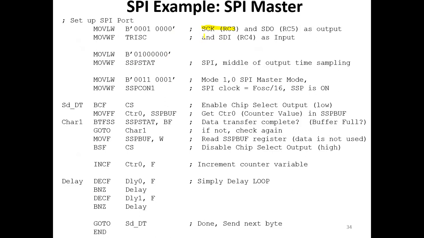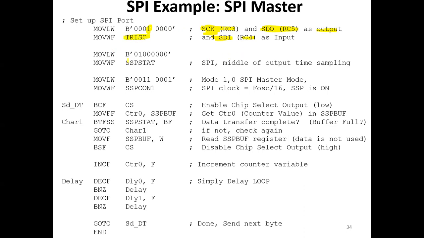For the master: output, input. So the clock, which is RC3, should be 0 because it is an output. The SDO, which is the RC5, is output, okay? And the SDI, which is the RC4, should be input. So here, the RC4 is input, the rest are outputs. Okay, so this is the value of 3C.